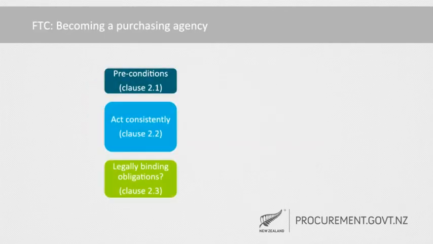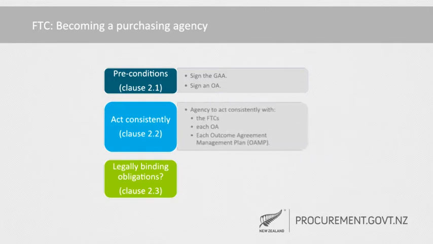These clauses describe what a government agency must do to use the contracting framework, and note which parts of the contracting framework create legally binding obligations. There are 2 preconditions to using the contracting framework. The agency must sign the government agency agreement, which commits the agency to acting consistently with obligations described there. The first part of this webinar describes that agreement. And it must also sign an outcome agreement describing service to be performed by the provider.